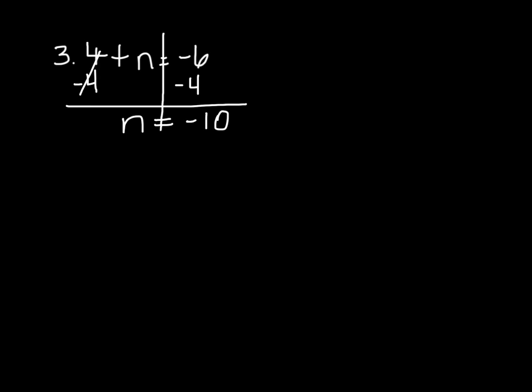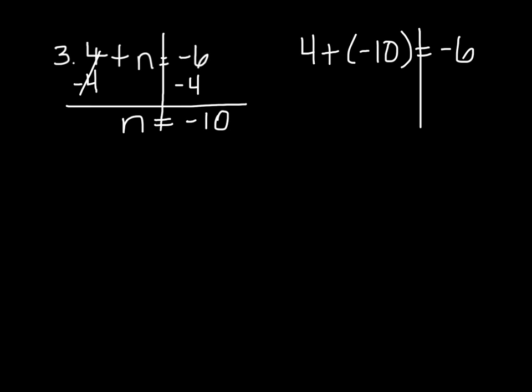Now, I need to check my work. I do this to make sure that I have the right answer. So I'm going to rewrite my problem. 4 plus, now I'm going to take that n that I've already gotten, which is negative 10, and now finish writing the rest of the problem. Okay, I'm still going to use that same wall.